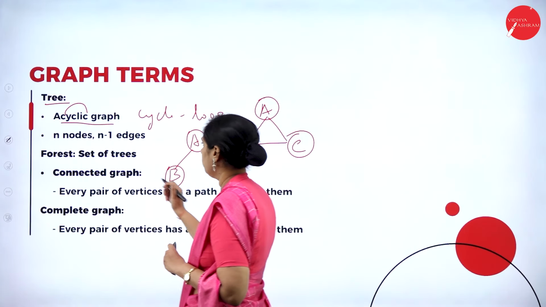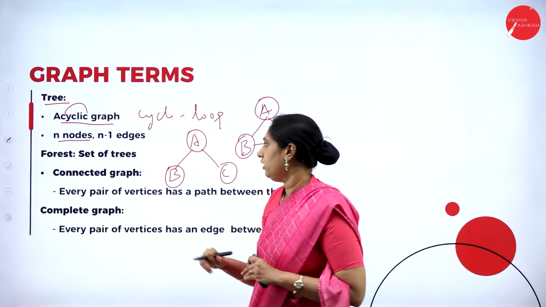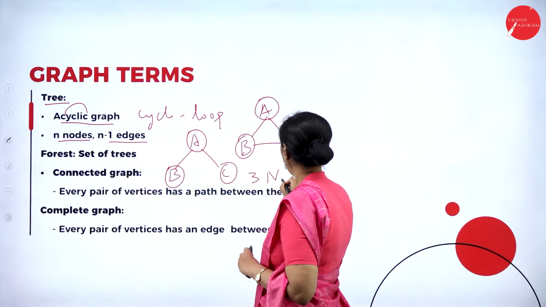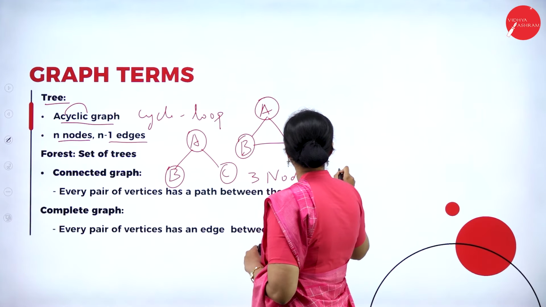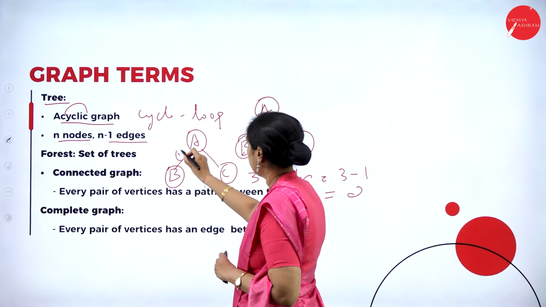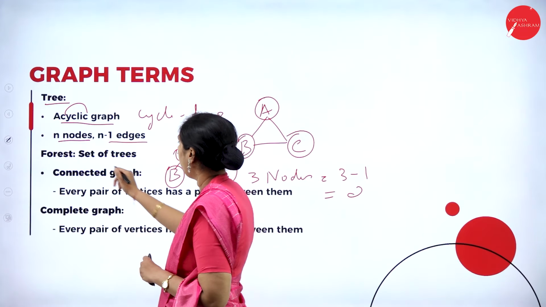So it has n nodes. A, B, C are the nodes. N minus 1 edges. How many nodes are there? 3 nodes. How many edges should be there? 3 minus 1, that is 2 edges. So first edge, second edge. Correct, right?